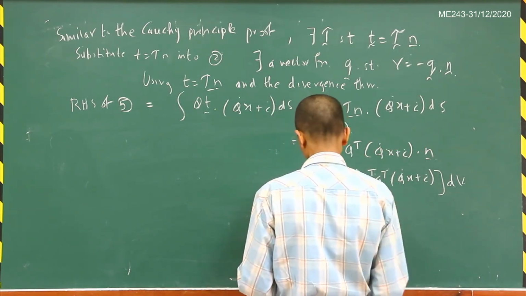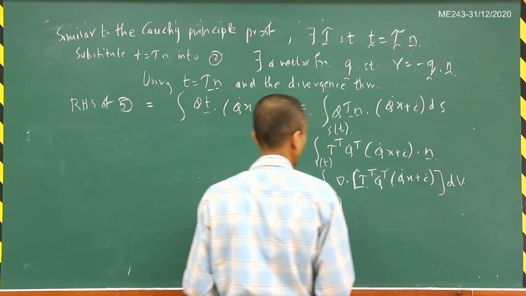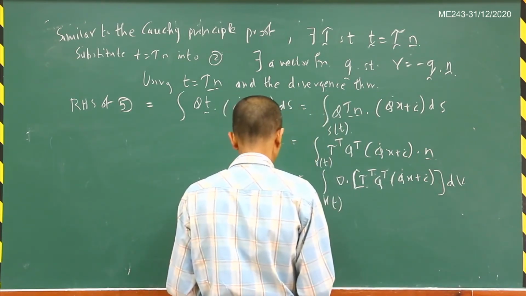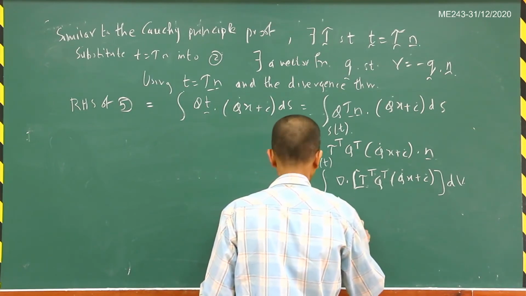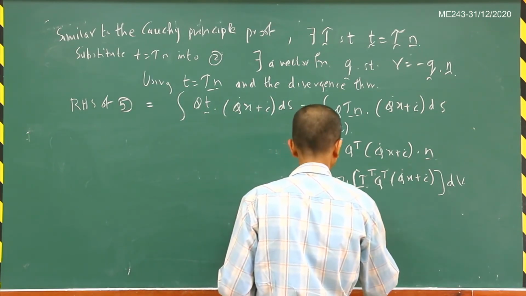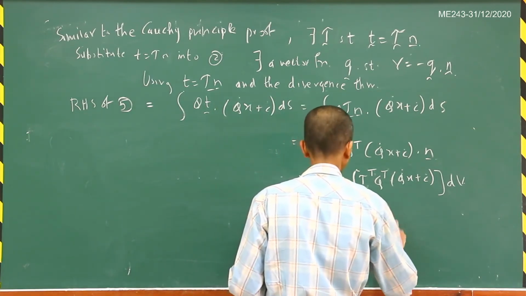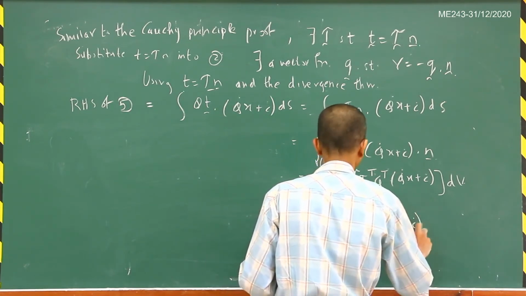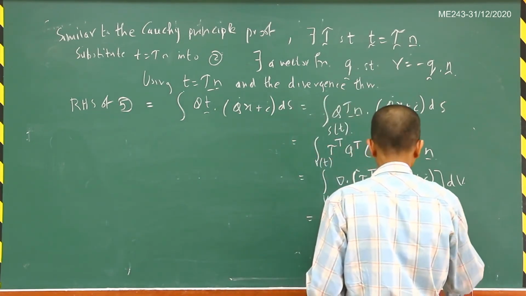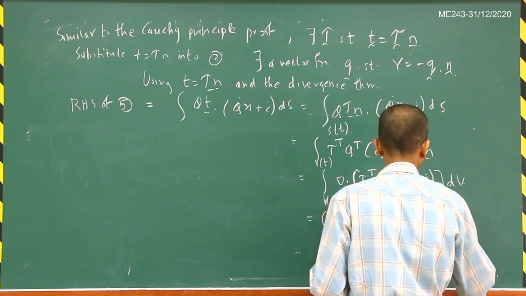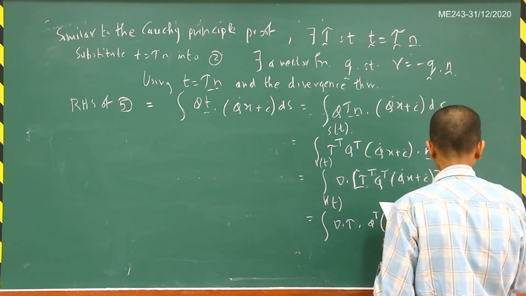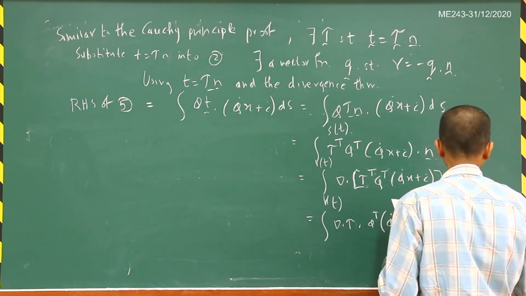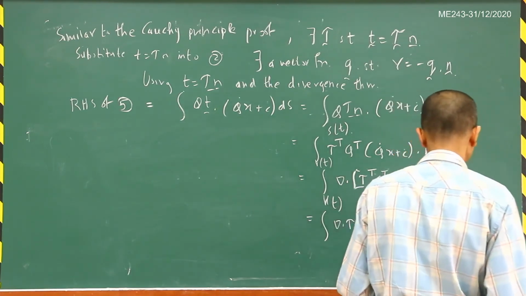Now use the indicial notation and so on to simplify this particular expression. You will get that this is del dot tau dot Q transpose times Q dot x plus C dot times dV, plus tau matrix inner product of Q transpose Q dot times dV. So this is what you will get.